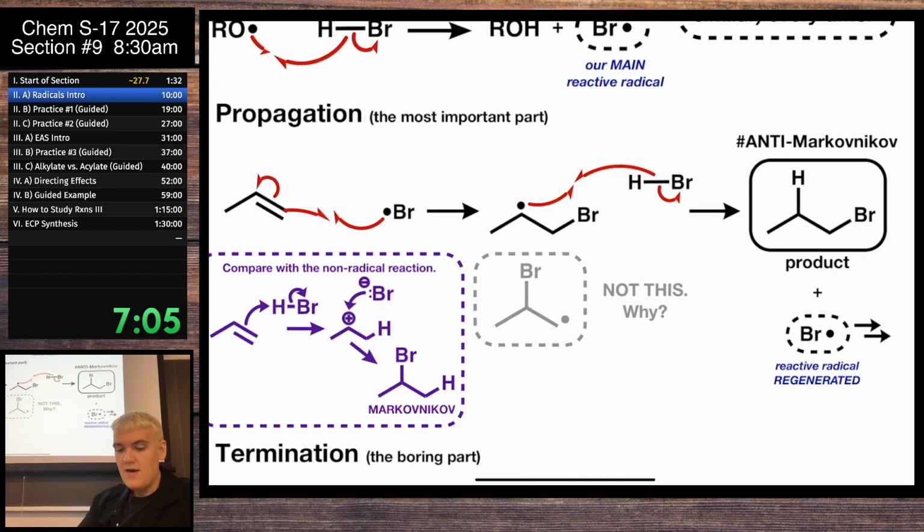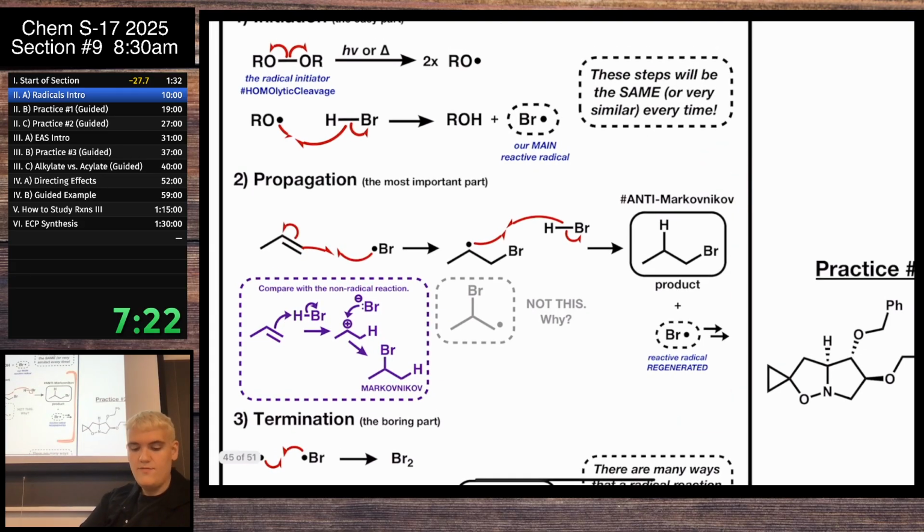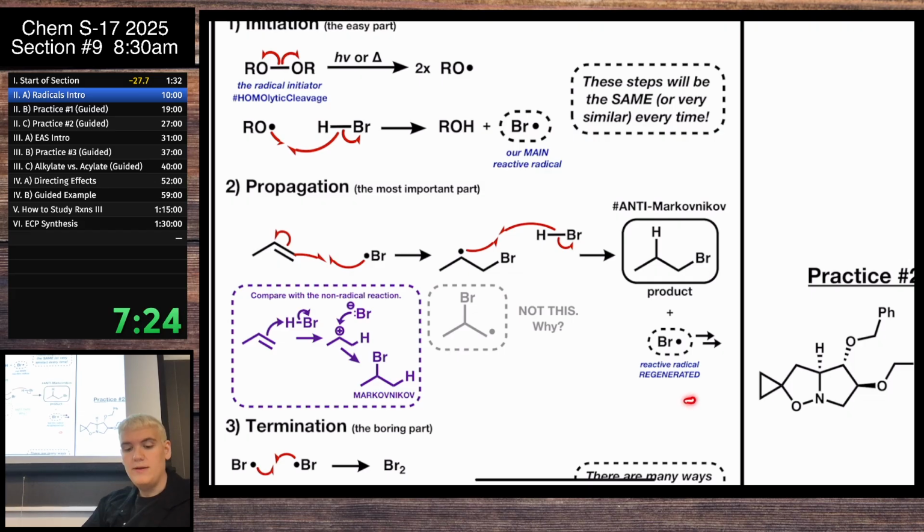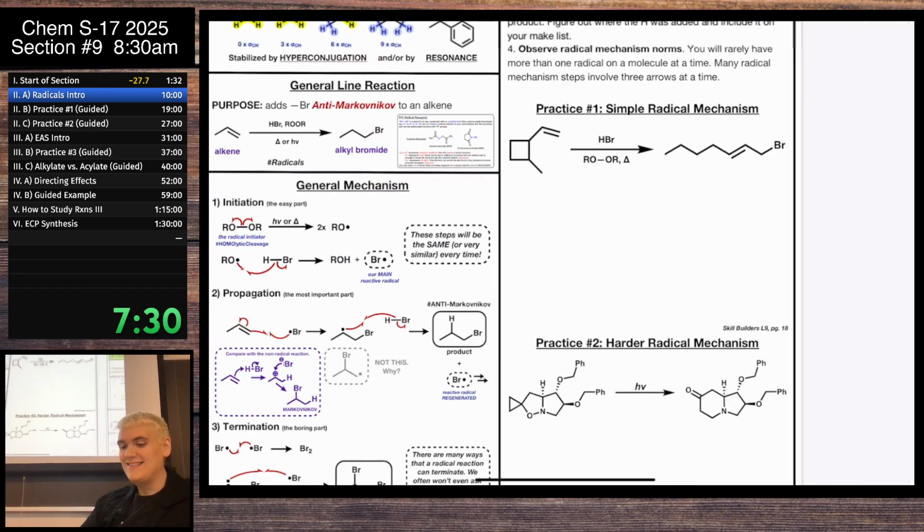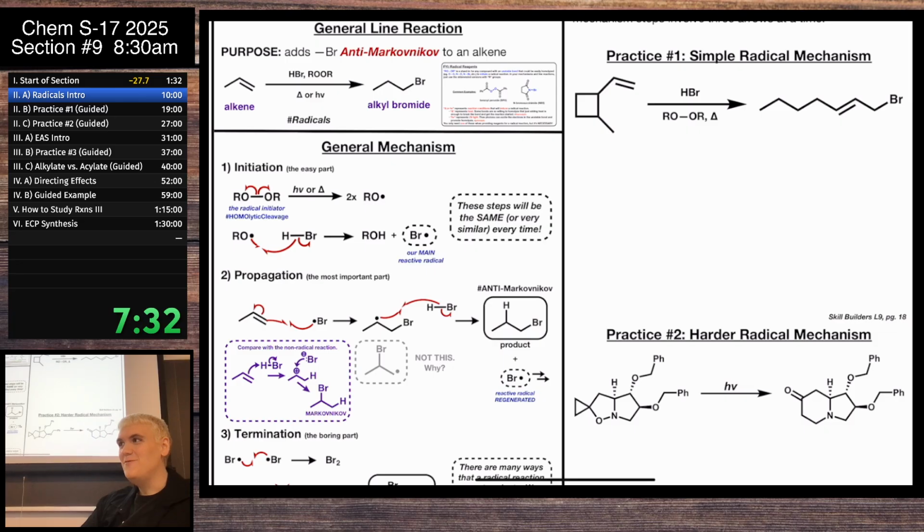Then, once we have a radical over here, we just need to add the second thing, which is a hydrogen. So it's going to interact with another equivalent of HBr. It will take the hydrogen, and then we get another Br dot, propagating on, doing more of the reaction. So this is, again, the bulk of the actual radical mechanism that you will be doing. And this is the most straightforward one you will see. But as you will see in these practice problems, they get harder and do weird things.